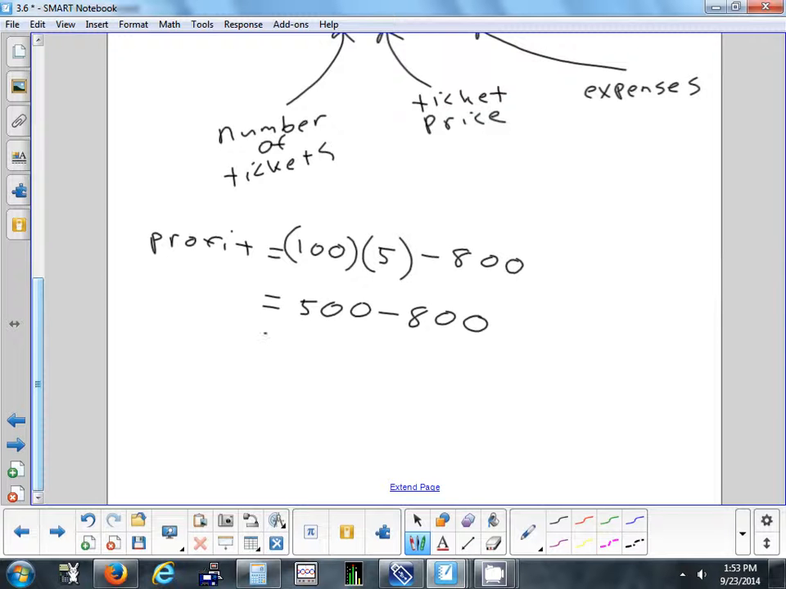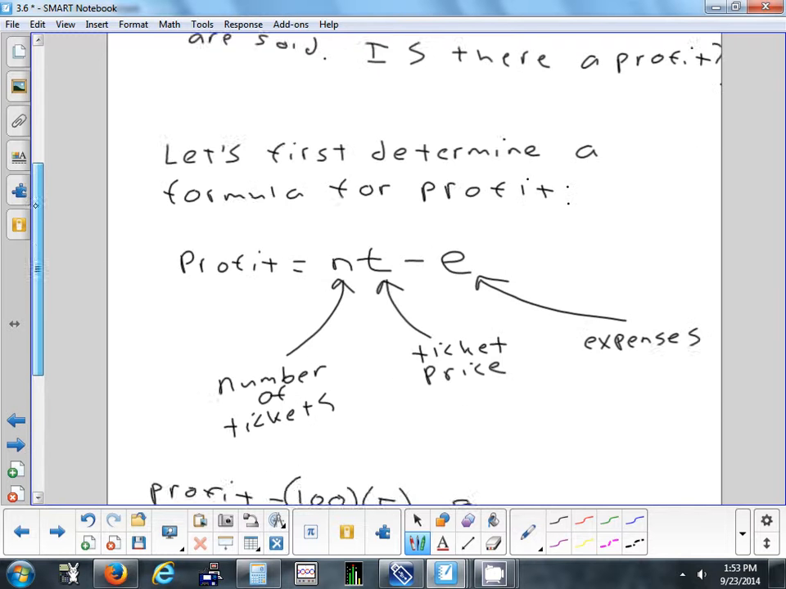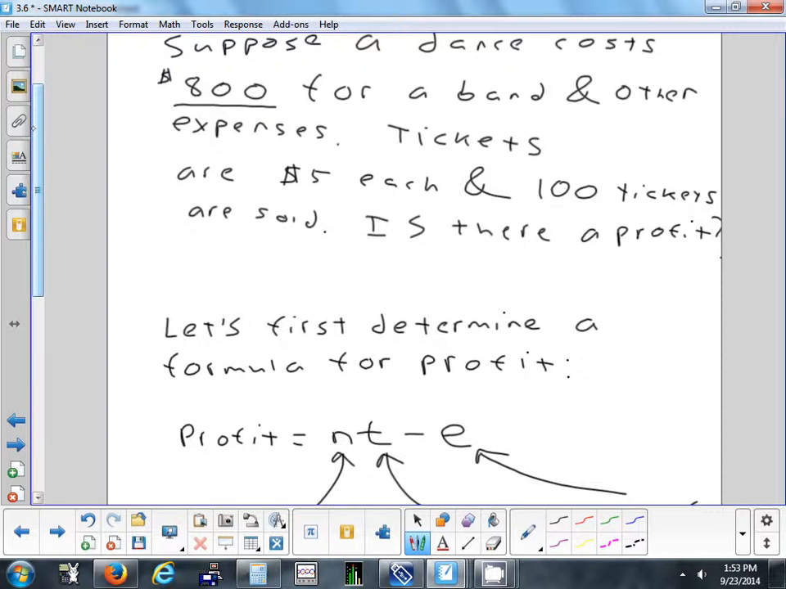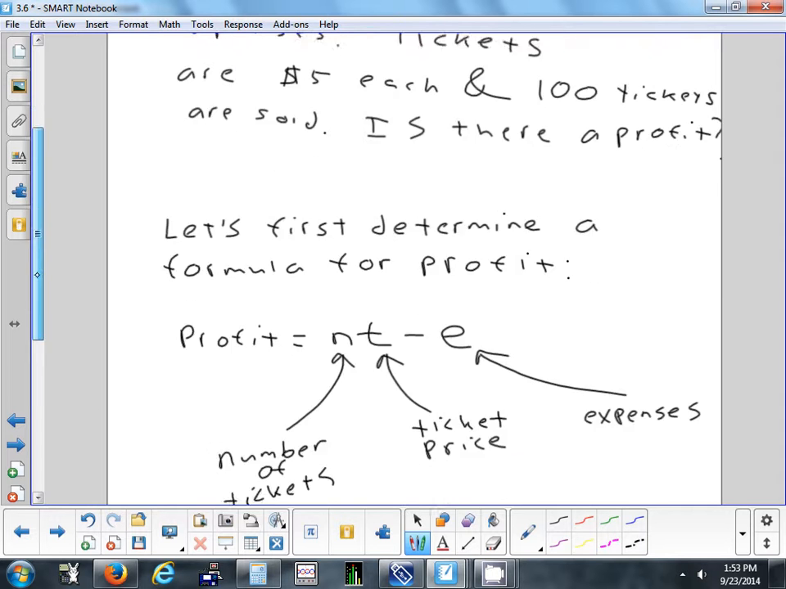So what does this mean? How would you summarize what happened here? They lost how much money? Yeah, they lost 300. So to answer their question, is there a profit in this case? No. They lost $300.